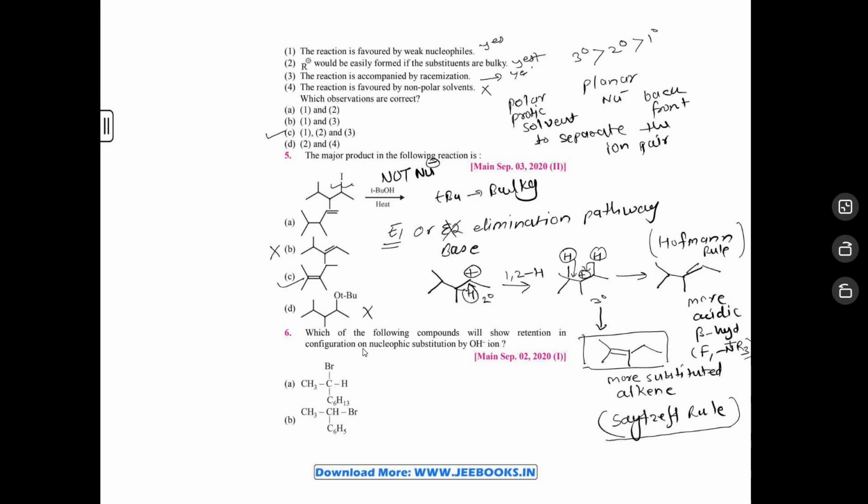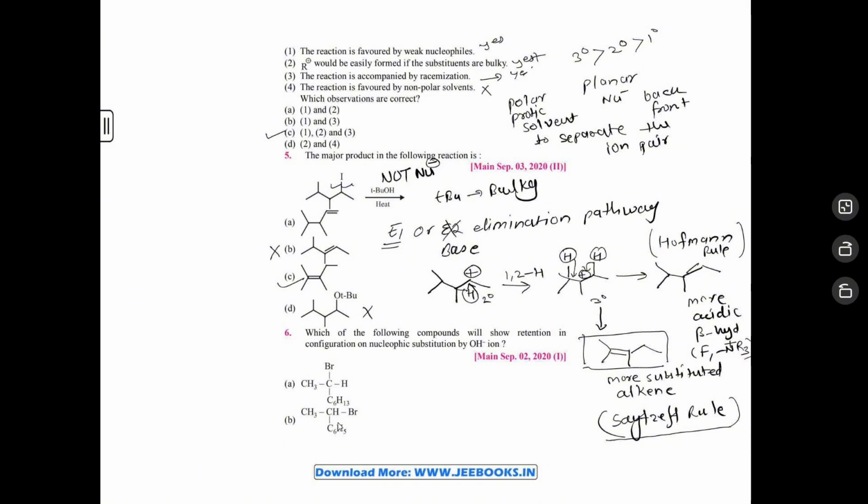Now let's move to question number 6. Which of the following compounds will show retention in configuration on nucleophilic substitution by hydroxide ions? So first option, in the first case, you can see that this is the chiral center, because it is attached to 4 different groups: methyl, this other alkyl, hydrogen, and bromide. So in this case, for sure you will get either inversion of configuration or racemization. If it follows the SN1, then racemization, or if it follows the SN2, then you will get inversion of the configuration.